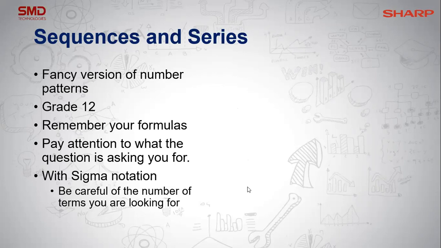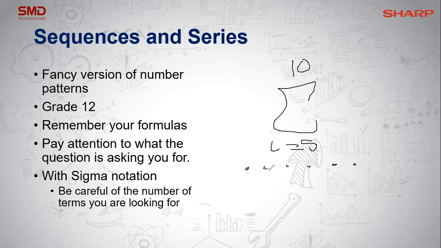And then with sigma notation, be careful of the terms. Sometimes you might get something that looks like this, where i is not equal to 1, it's equal to 5, and your end term, say, is 10 or 20 or whatever. Then the number of terms between 5 and 10 is not 5, it's actually 6. So if we count, we've got term 5, term 6, term 7, term 8, term 9, term 10, right?